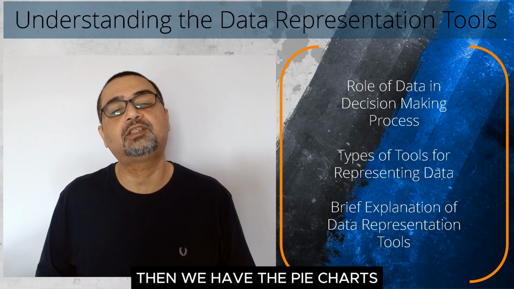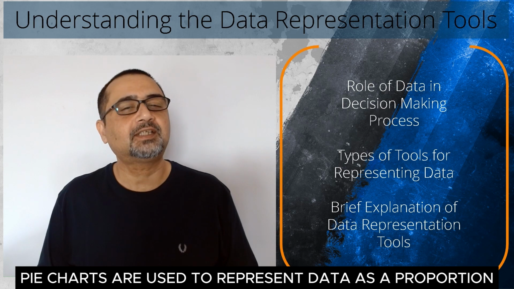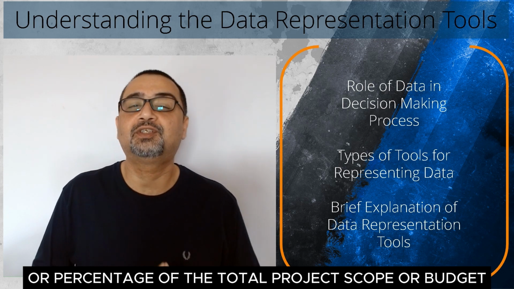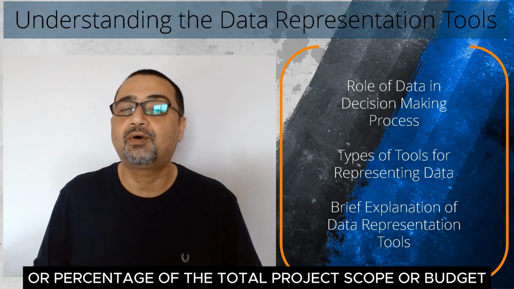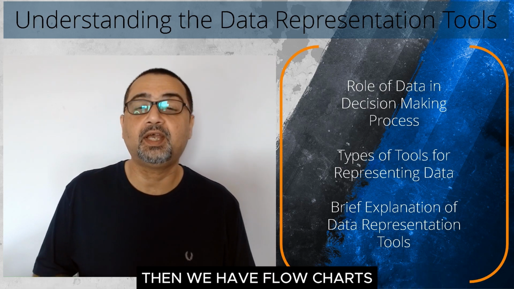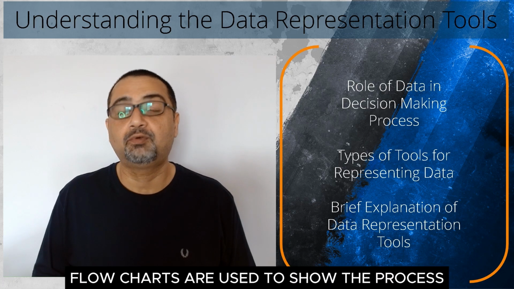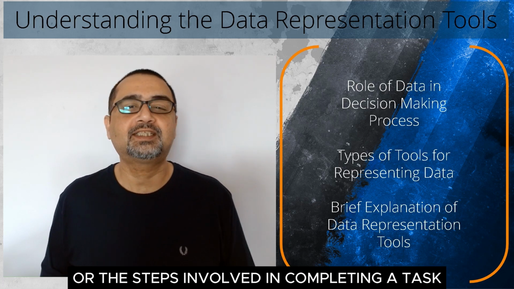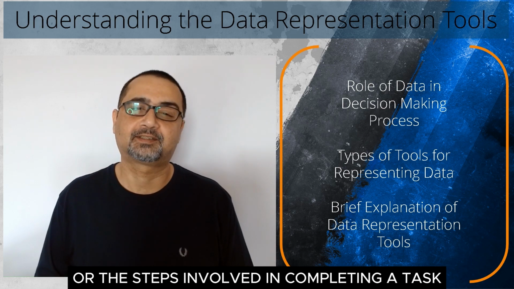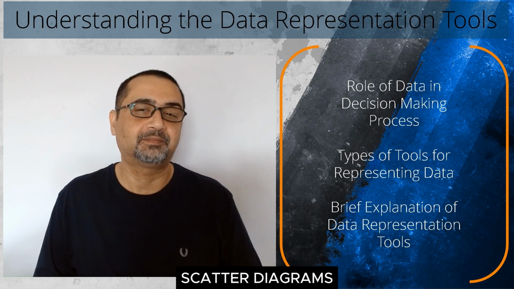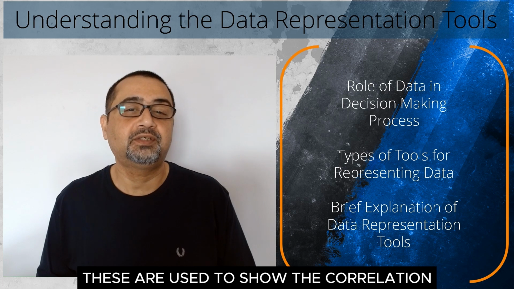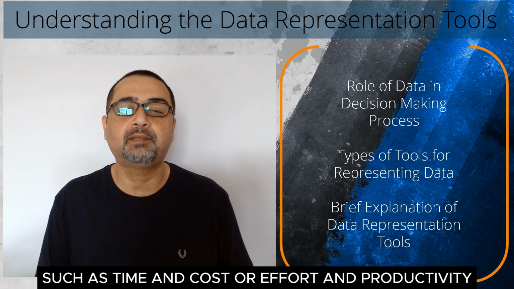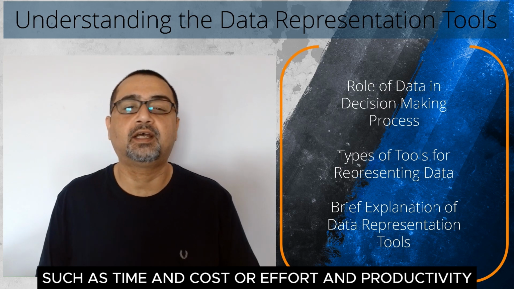Then we have the pie charts. Pie charts are used to represent data as a proportion or percentage of the total project scope or budget. Then we have flowcharts. Flowcharts are used to show the process flow of a project or the steps involved in completing a task. Scatter diagrams. These are used to show the correlation between two variables in a project, such as time and cost or effort and productivity.